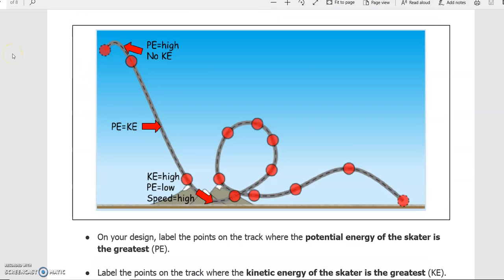Finally, we have our final track. In this case, on my track, at the very top of the first drop, the potential energy will be high and there's no kinetic energy. The skater's not moving at this point. Halfway down that first hill, we're going to have half potential energy and half kinetic energy. The potential energy is starting to transform into kinetic energy. And then at the bottom of that first hill, we're going to have mostly kinetic energy and very little potential energy. At this point, the speed is going to be the highest on the track.